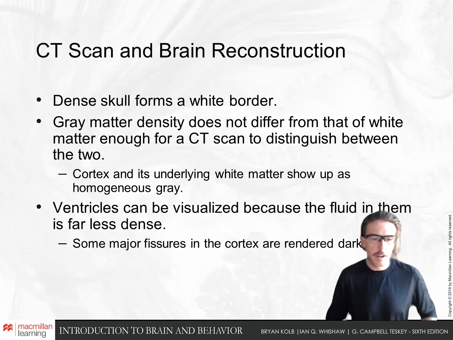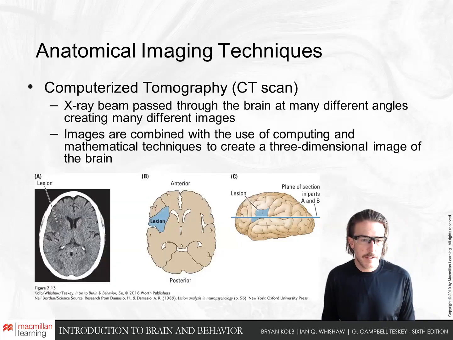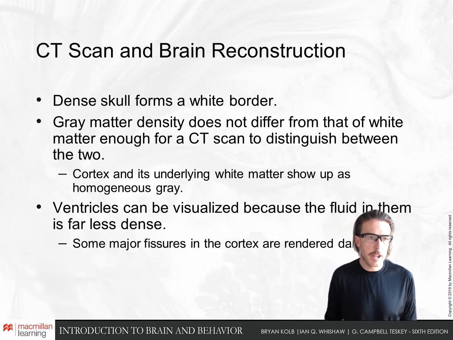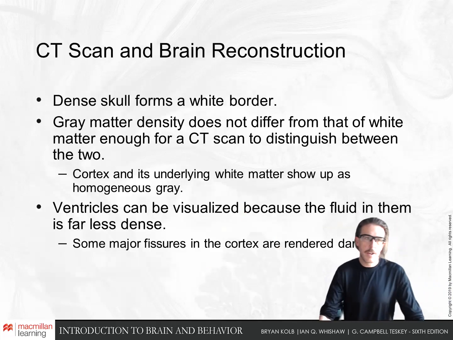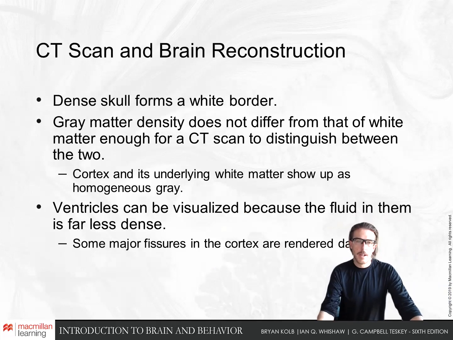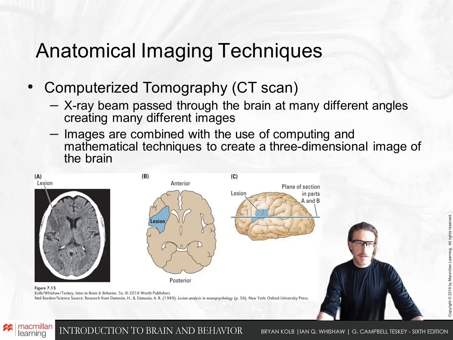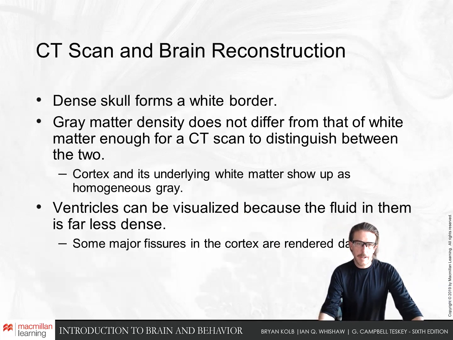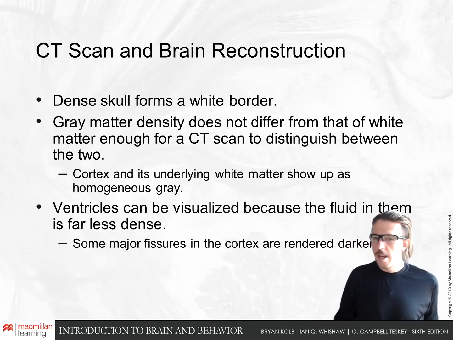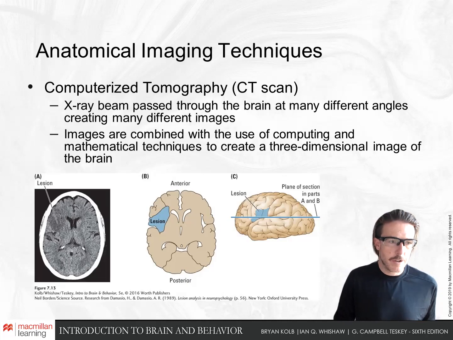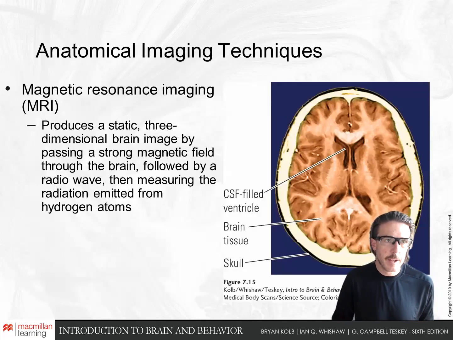So the dense skull forms a white border on the CT scan, and the gray and white matter doesn't show much differential image. So you can't distinguish the two from a CT scan. And the ventricles can be seen, and this can therefore be used to identify any abnormalities in the ventricles or cerebrospinal fluid. And some of the major fissures are rendered a little dark, so you can identify some of the anatomy.